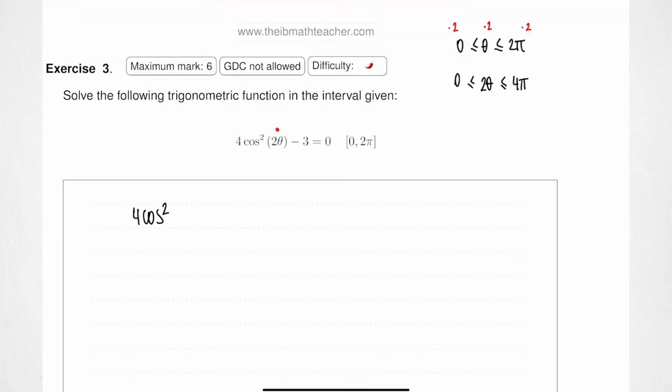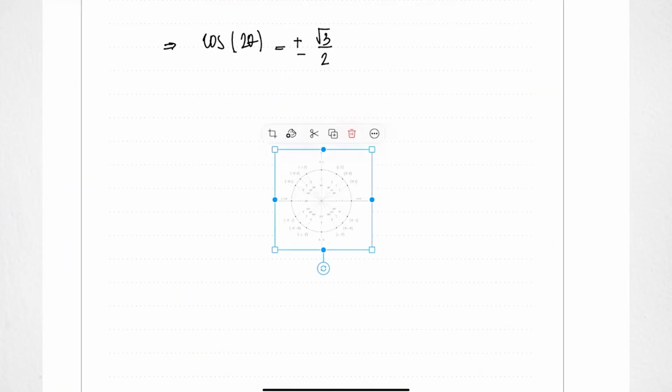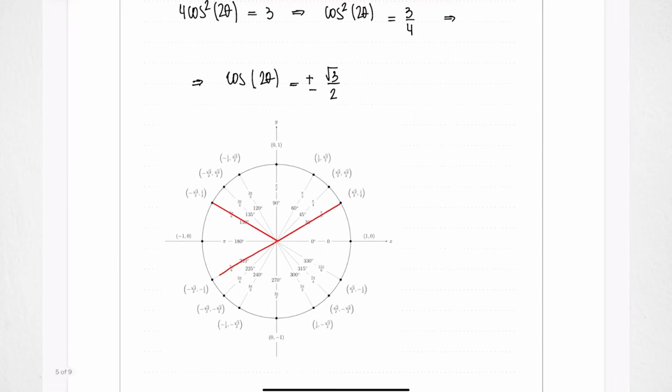All right, so what do we have here? 4 cosine squared of 2 theta is equal to 3, which means that cosine squared of 2 theta is 3 over 4. Cos of 2 theta is equal to positive and negative root 3 over 2. Don't forget about the positive and negative. And by remembering the unit circle, we have our solutions over here, over here, over here, and also over here.